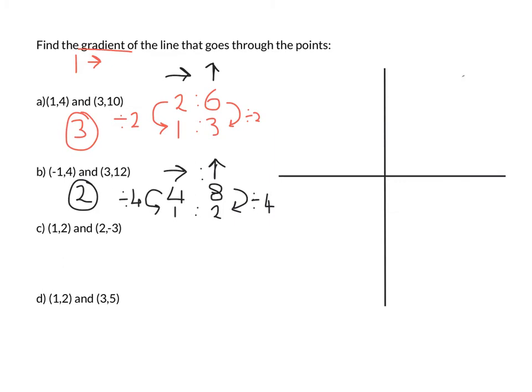Part C, we've got the points 1, 2 and 2, minus 3. So let's plot them. 1, 2, that's 1. 1 across, 2 up. And 2, minus 3. Now that's 2. And that's minus 3. So 2 across, 3 down. And then join them up again.